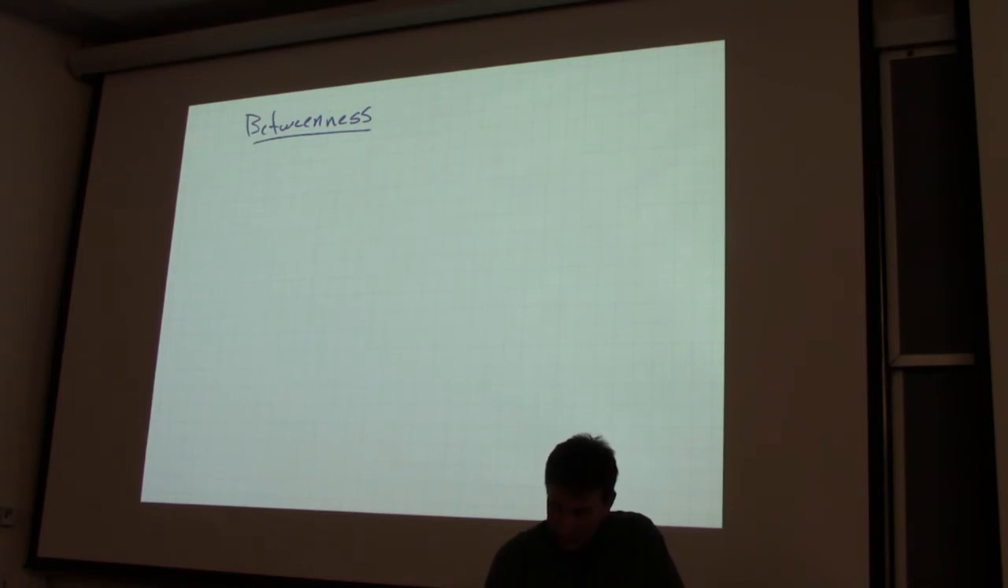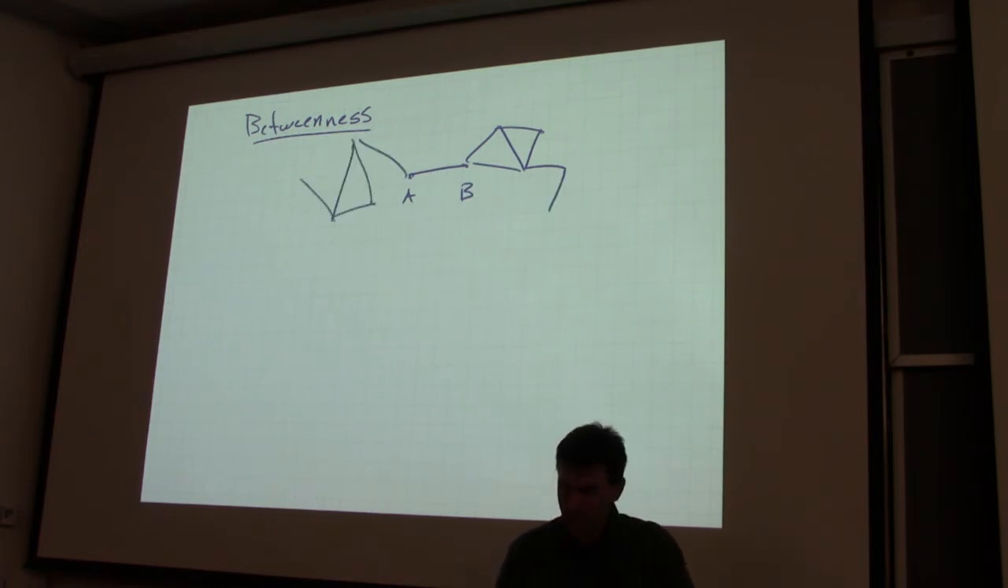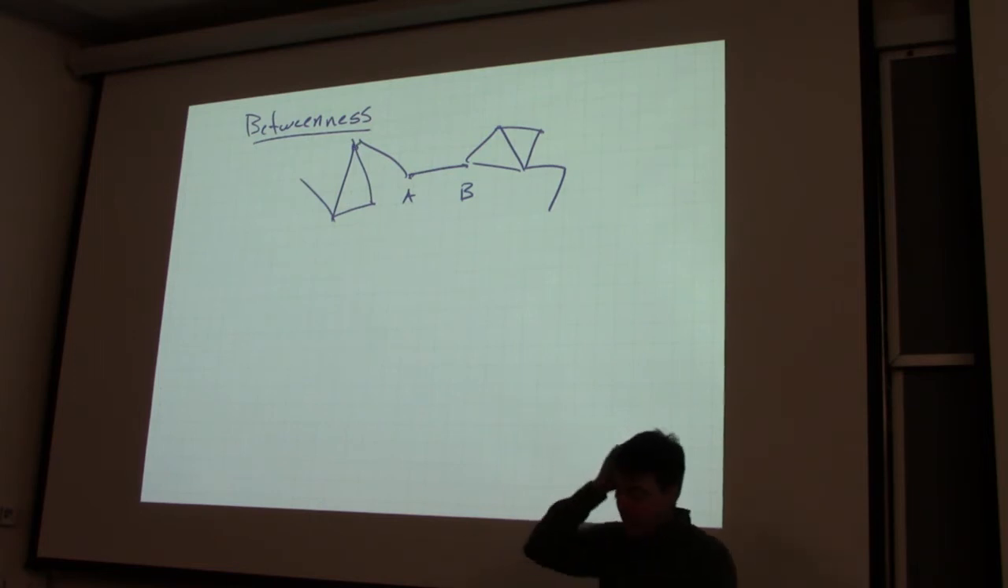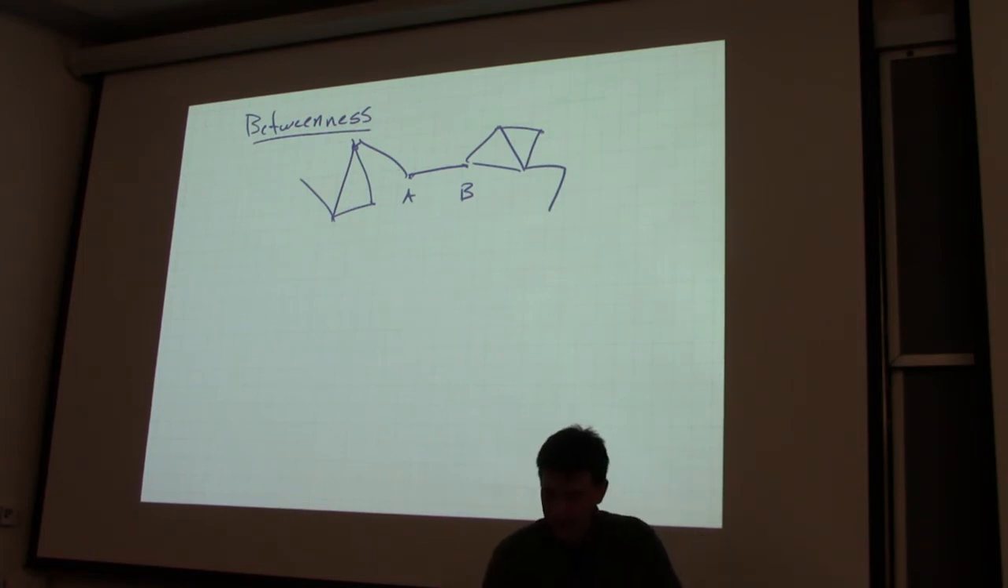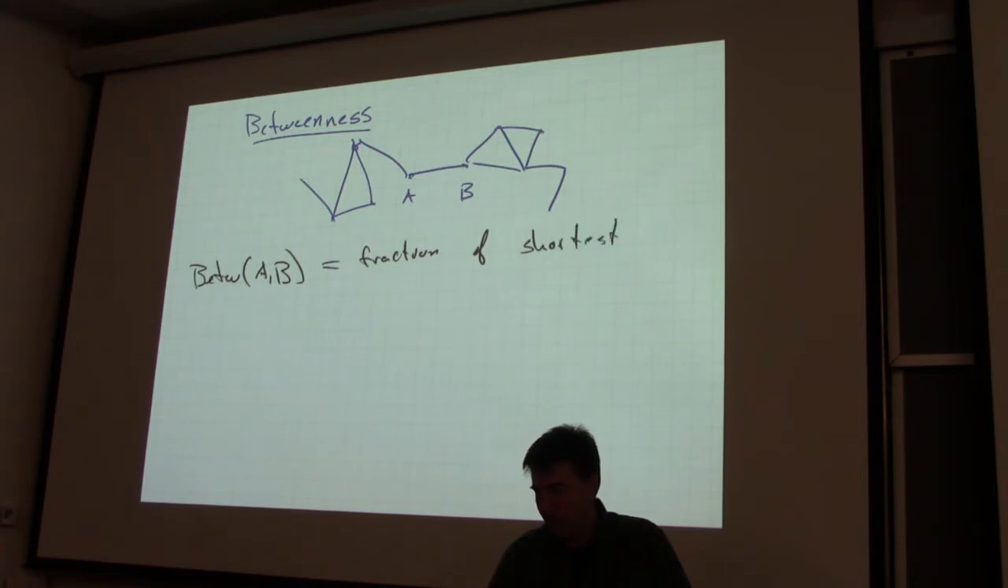And so the idea is that you have some graph. We'll say A and B, and this will be an interesting edge, right? So you have some graph that maybe looks like this, and so then the betweenness of A and B is going to be the fraction of the shortest paths that use edge A, B.